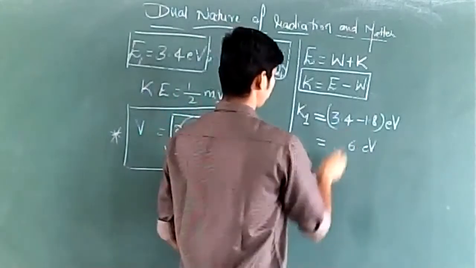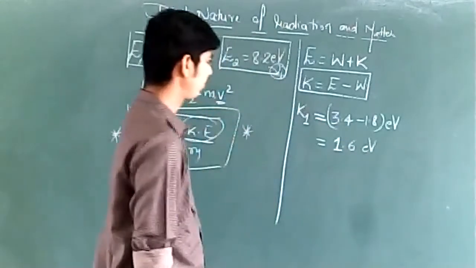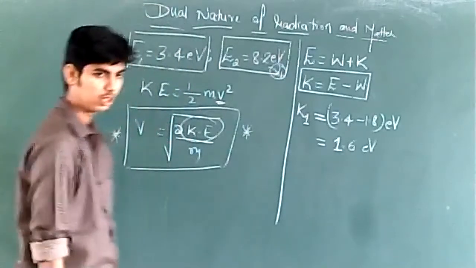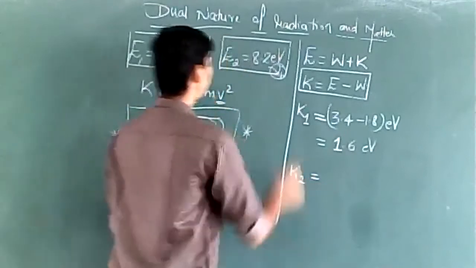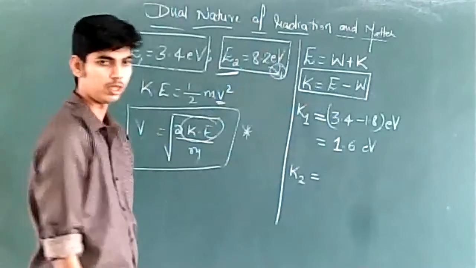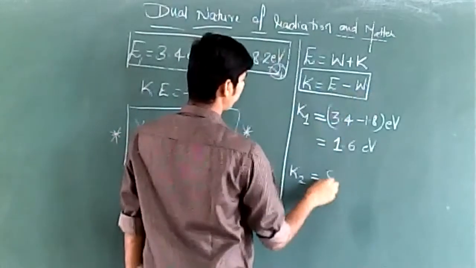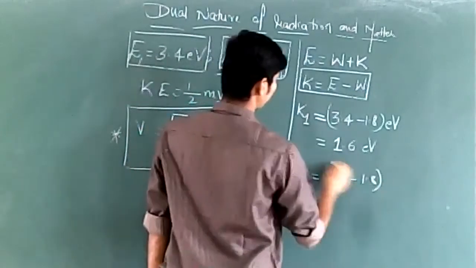1.6 electron volts. The kinetic energy of the photoelectrons when a photon of energy 8.2 electron volts is incident on the metal surface is K2 equals E minus W. Energy of the photon is 8.2 electron volts minus work function 1.8 electron volts.